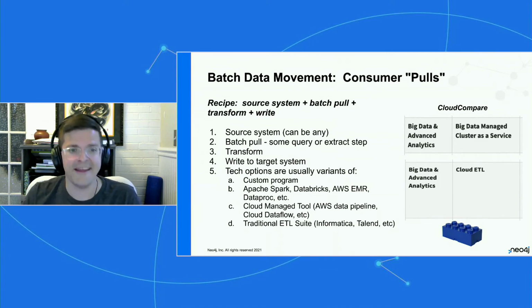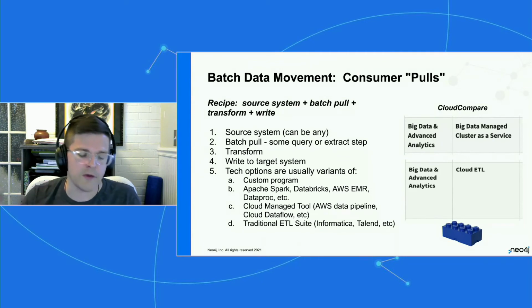Now, when you're doing batch data movement, the tech options are usually variants of the things that you see on this cloud. So on this slide, we see a lot of Spark, we see a lot of Databricks, EMR, Dataproc, things like that. We see a lot of cloud managed tools that do things like bulk data movement, whether it's Apache Beam, Cloud Dataflow, AWS Data Pipeline, and then traditional ETL suites like we mentioned before.